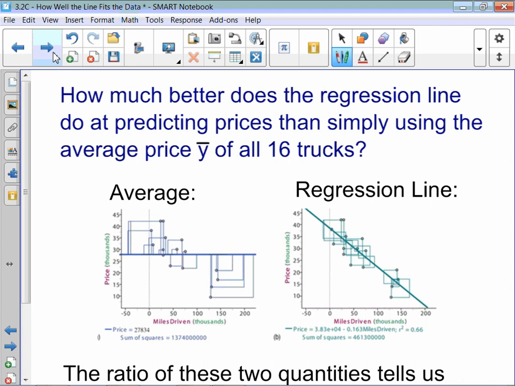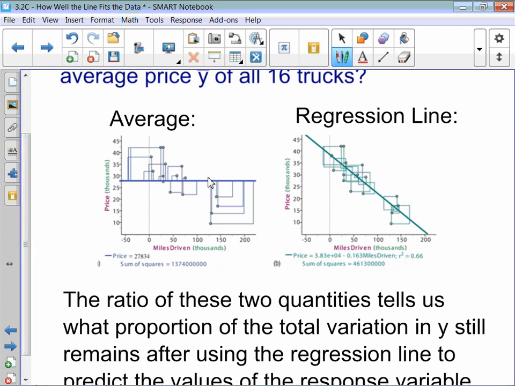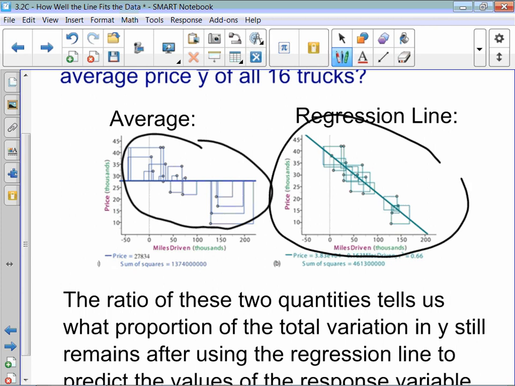Okay, so how much better does the regression line do at predicting prices than just using the average price of all of those trucks? So here we have our average price and all of our 16 dots, and notice all of our squares. That's basically taking the distance and squaring it, and then adding them all up. This is what we were doing yesterday with our regression line, and notice those squares are smaller, right? Because it's a better prediction line than just the average.